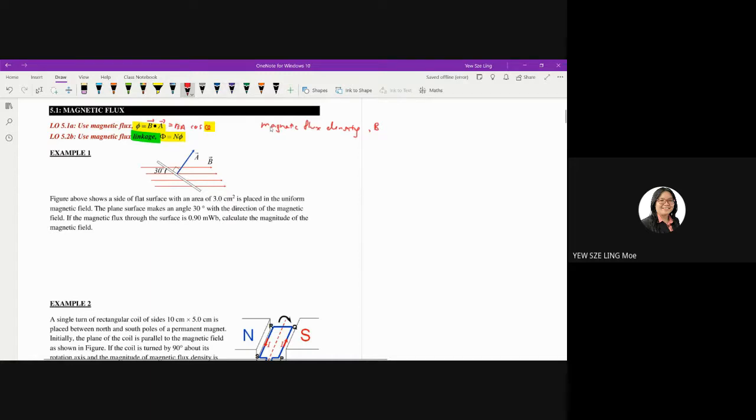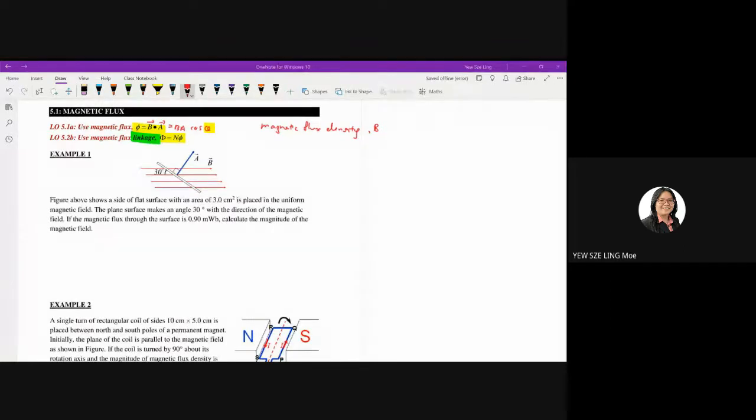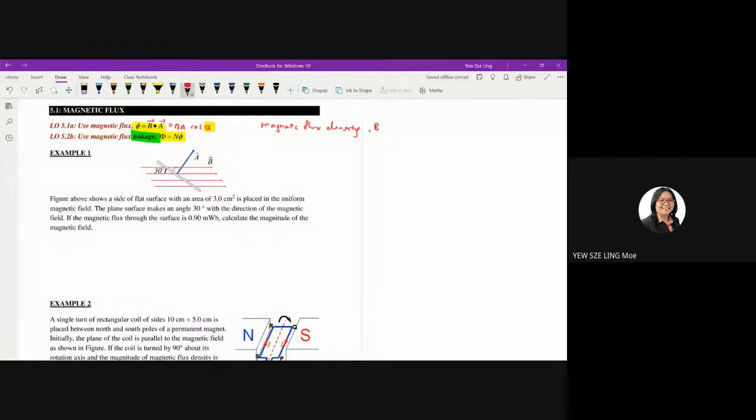All right, so be extra careful, because this is where students always get confused. What is flux, what is linkage, what is density. They all mean three different things. So make sure you know the symbol for every single term, and you know the equations for them. Now let's look at example 1.